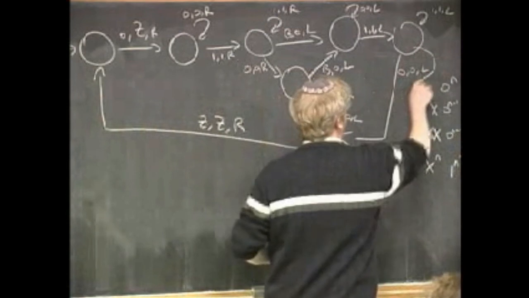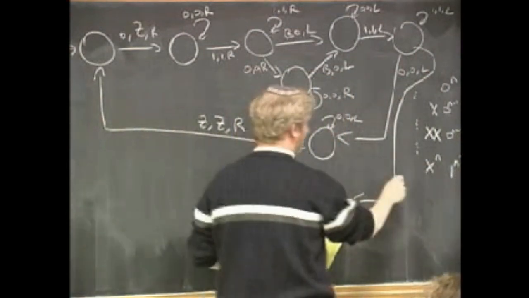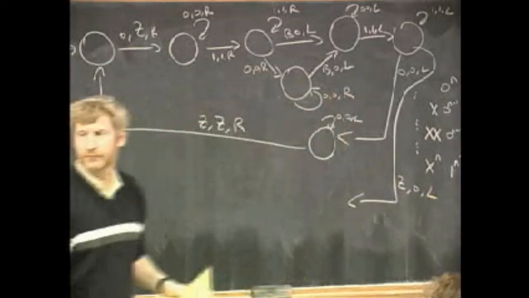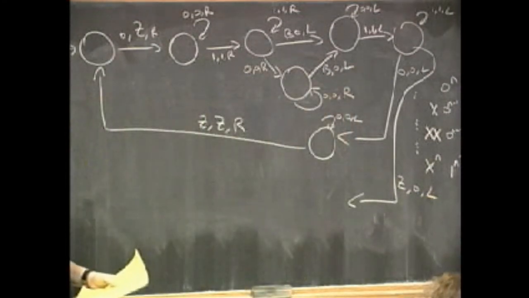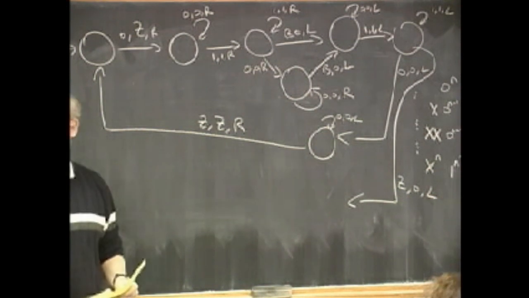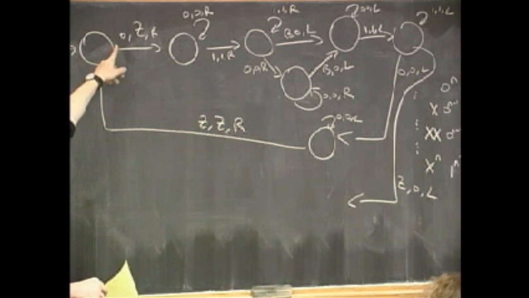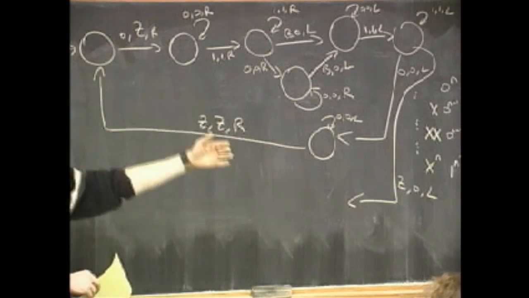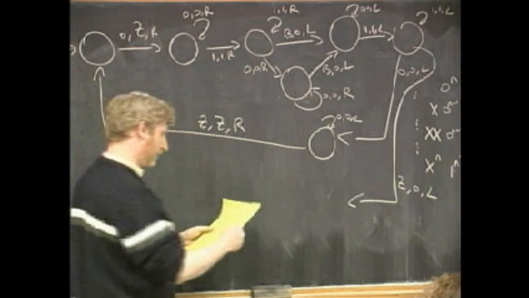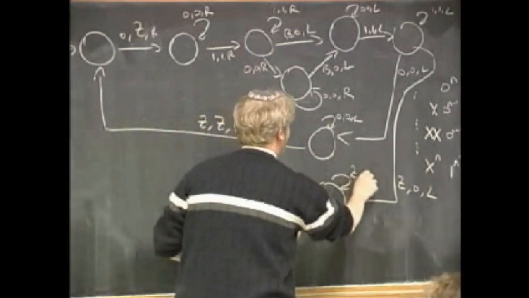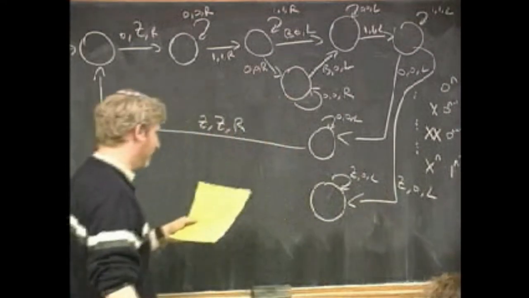Right. This is the outer loop. This is Z, 0, left. We're turning the Z's back into zeros so that we can go back and have it be the same way it looked when we started. The Z's are getting turned back into zeros now. Z, 0, left. Turn them all back into zeros.